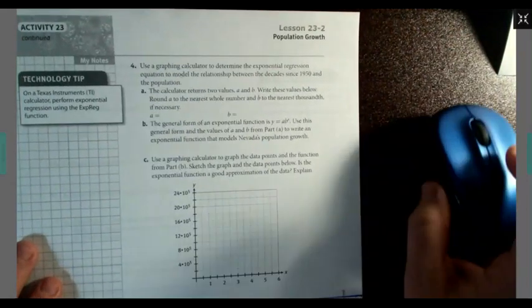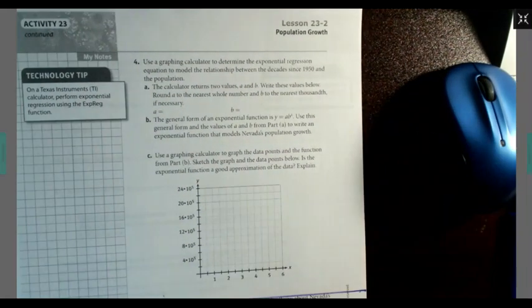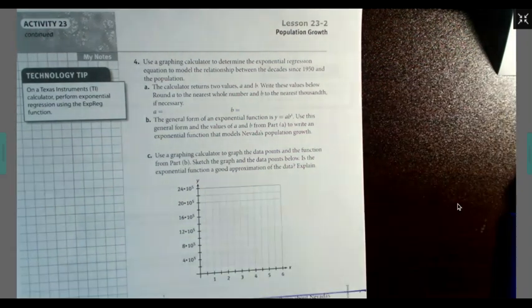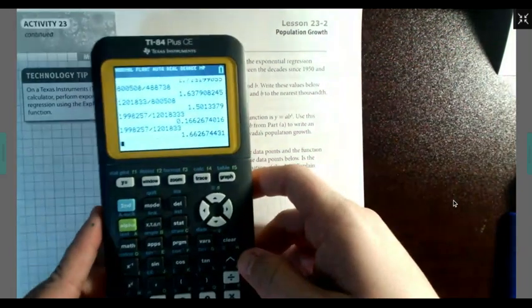Question number 4. Use a graphing calculator to determine the exponential regression equation to model the relationship between the decades since 1950 and the population. The calculator returns two values, A and B. Write those values below. Round A to the nearest whole number and B to the nearest thousandth if necessary. Okay, we're going to talk about how to do this.